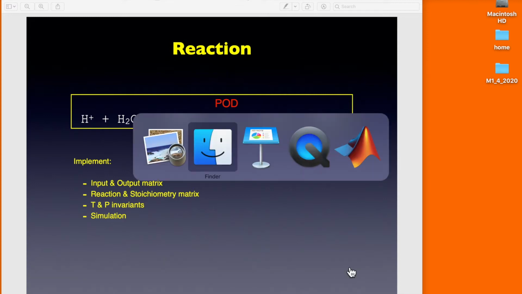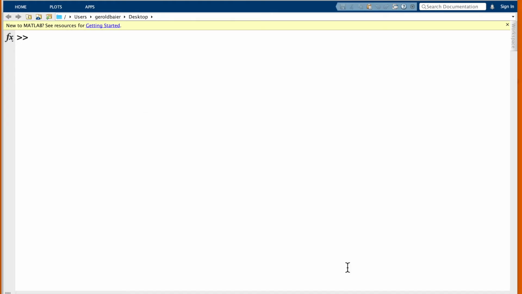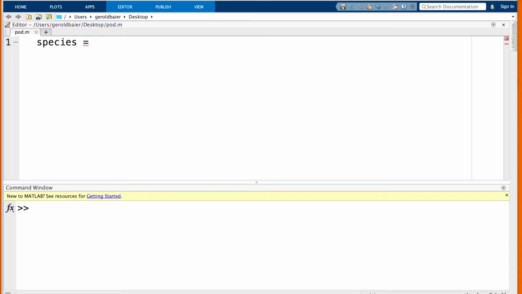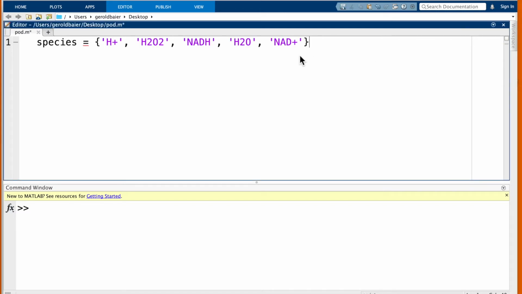So to implement this, let's create a new MATLAB script. Let's save it under some name, say POD for peroxidase, and start our model by setting up the input and output vectors. In order to remind us of what the species involved in that model are, I'll just copy and paste here the names of them. We're not going to use it further, but just to have it in our script and to remind us of the order in which they appear.